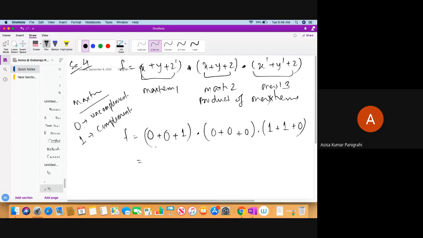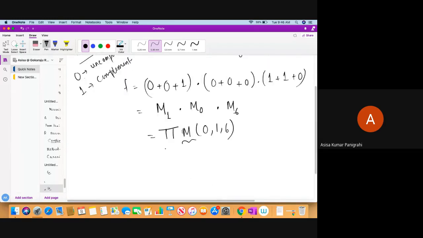So now you know that these are all max terms, so you have to designate with capital M. This is 0, 0, 1 means 1, and capital M0 and capital M6. So you can also represent this with pi, pi of M0, 1, 6. Do you all understand, students? Capital M means it's a max term, pi means it's a product of max terms. This will be your product of max terms. And M is nothing else but your max terms.